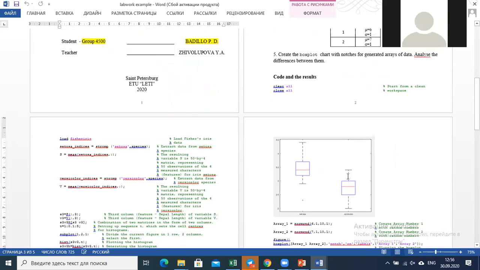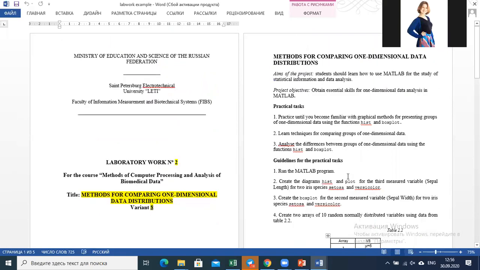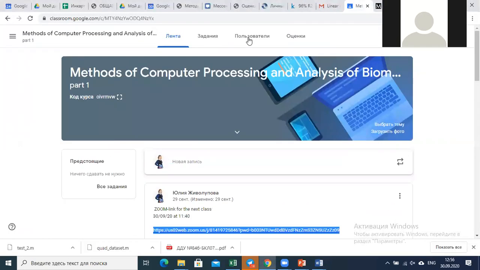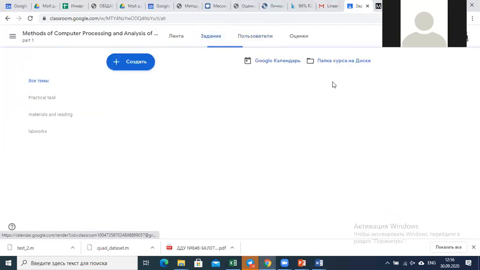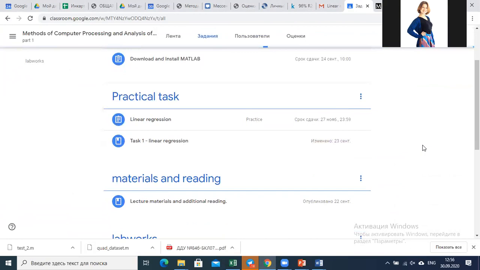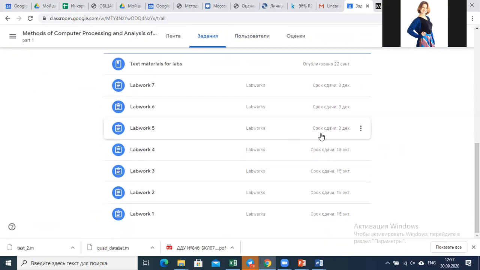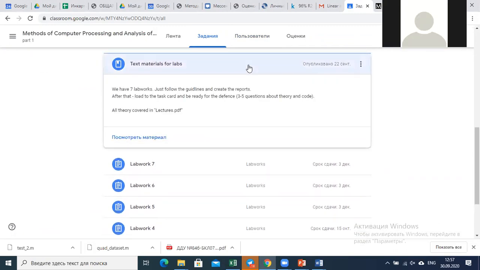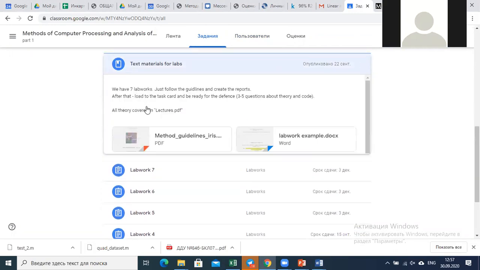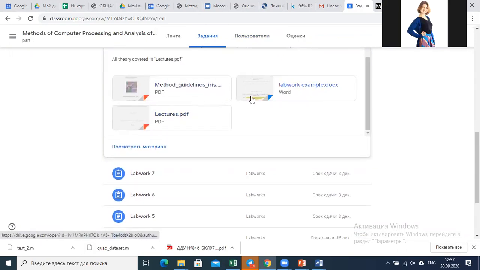My question was, we have 7 lab works, right? Yes, 7. So do I have to send 7 reports, or for each task in each lab I have to send a report? No, you have only the whole lab work. It should contain several tasks, but all of them will be inside one lab work. So the report I should send is for the whole lab work, not for each task. Yes. Thank you very much.